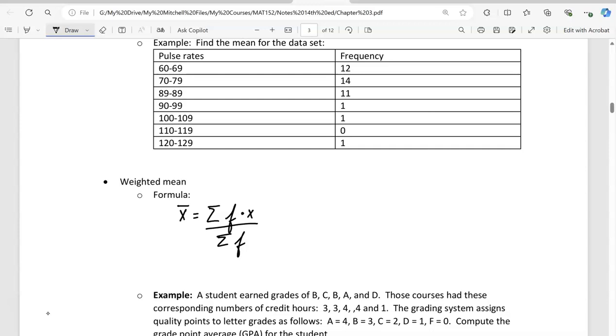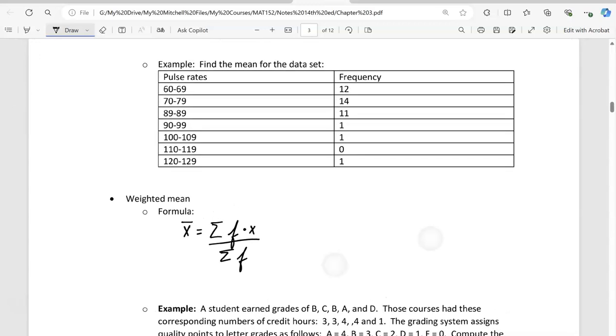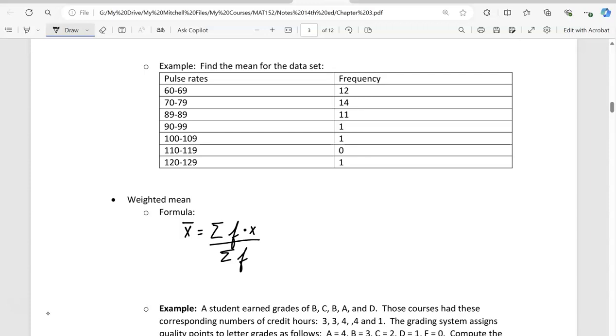So there's our formula. If we look at this example, we've got pulse rates and categories that have ranges between 60 and 69. We had 12 people in that category, 70 to 79 was 14, and so on. To do this, we're actually going to have to find class midpoints first.